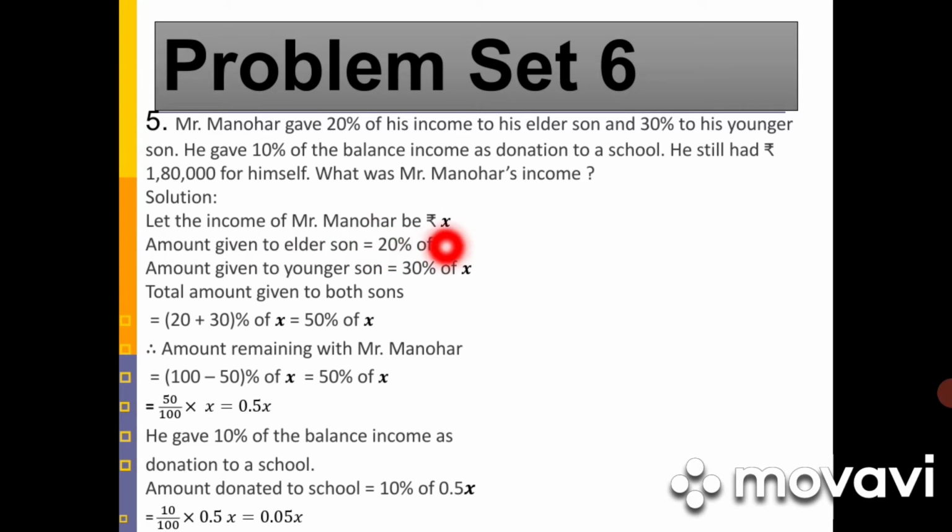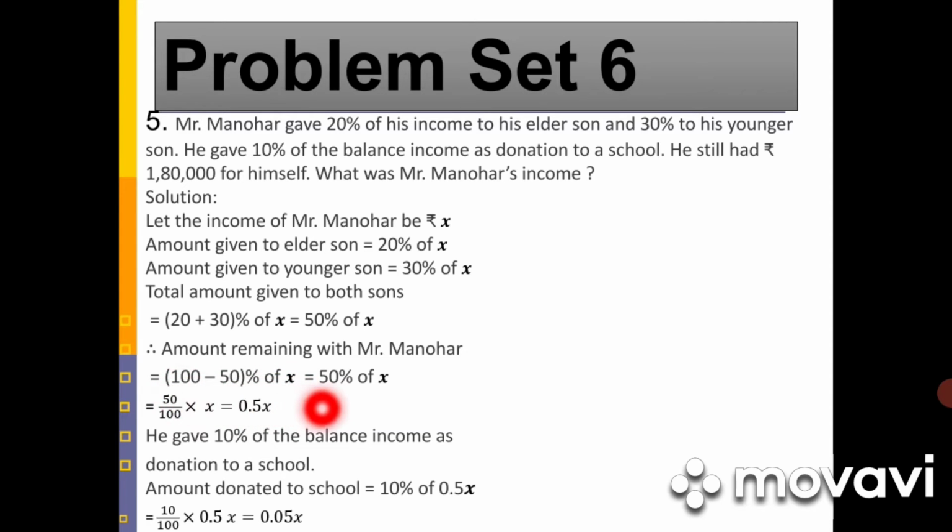Solution: let the income of Mr. Manohar be rupees X. The amount given to the elder son is equal to 20% of X. Amount given to the younger son is equal to 30% of X. Therefore, the total amount given to both sons is equal to (20 plus 30)% of X, and that is equal to 50% of X. Therefore, the amount remaining with Mr. Manohar is equal to (100 minus 50)% of X, and that is equal to 50% of X. That is equal to 50 upon 100 into X, which is equal to 0.5X.